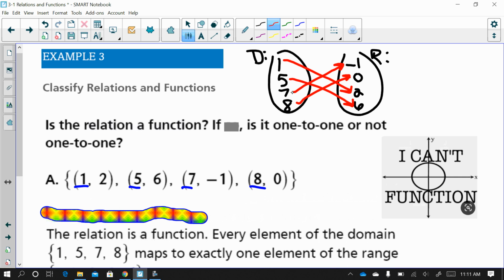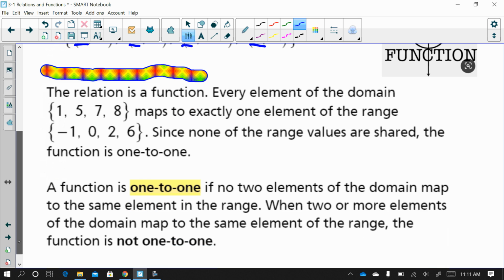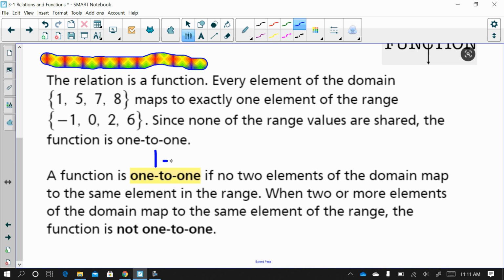So for it to be a function, we looked at the x's. For it to be one-to-one, you look at the y's. How many arrows does each thing have? They only have one, so we are one-to-one. So this is a function, and it's one-to-one. I often will shorthand that as one-to-one. So there's the definition again.